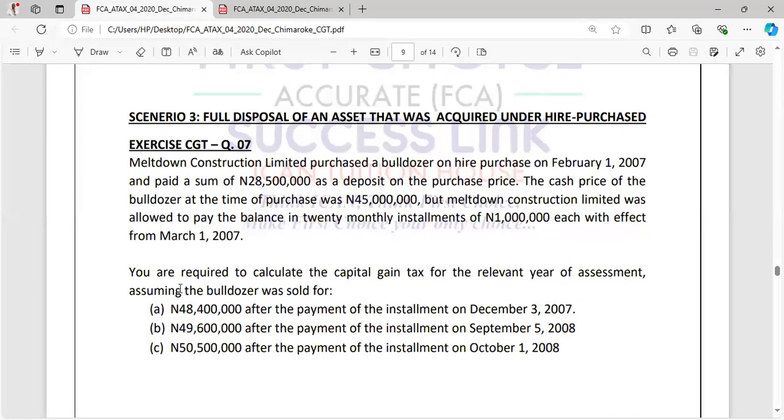Now look at it. You are required to calculate the capital gains tax for the relevant year of assessment, assuming the bulldozer was sold for 48,400,000 after the payment of the installment on December 3, 2007. Then we have 49,000,000 after the payment on September 5, 2008. Then we have 50,500,000 after the payment of the installment on October 1. These are the three different scenarios that play out. Let's see how we're going to solve this.